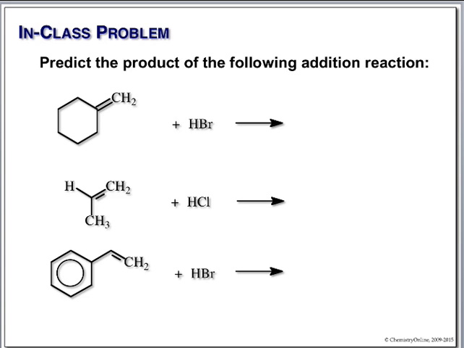For our first one, if we put the proton on the CH2, we would get a tertiary carbocation. If we put it here, we would get a primary. Tertiary is better, so the carbocation is going to go here. Once we form a carbocation, bromine is going to add, and that will be our product.